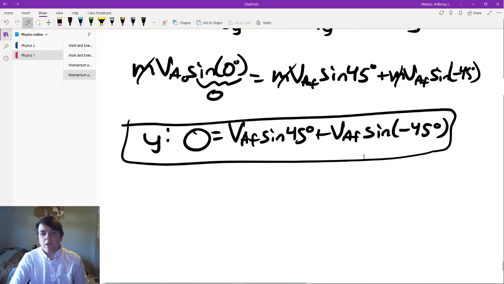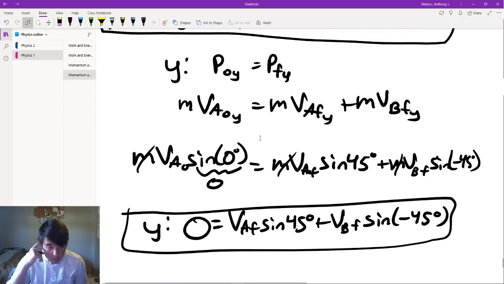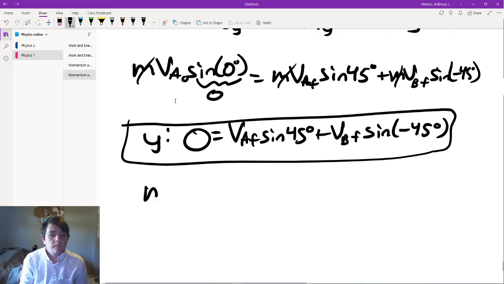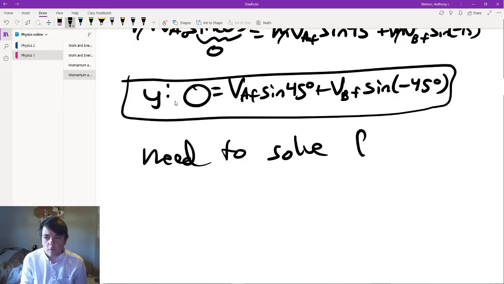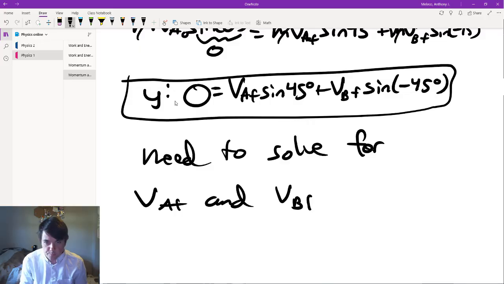So now we need to solve for VAF, whoops, and VBF. These should be B's. Okay. So we need to solve for VAF and VBF.